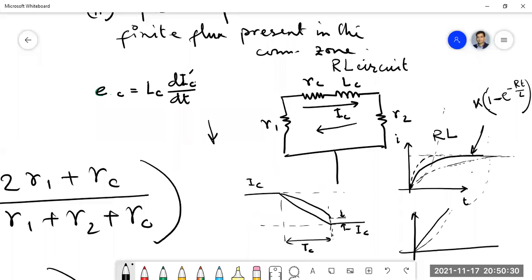So the effect of coil inductance in the commutation is, firstly, it will make some delay in the commutation, which is called the delayed commutation, and due to the delayed commutation there is a possibility of sparking at the commutator. Understood?